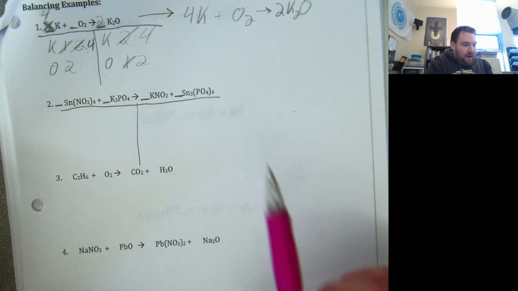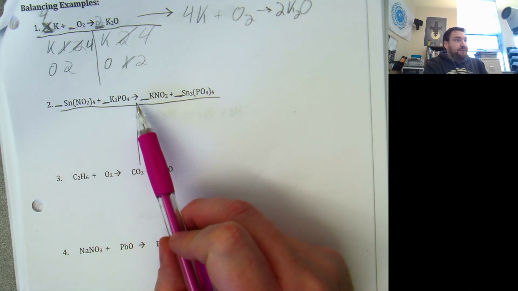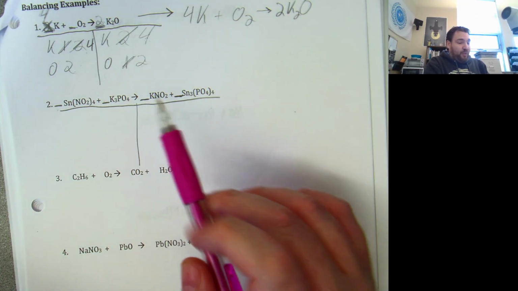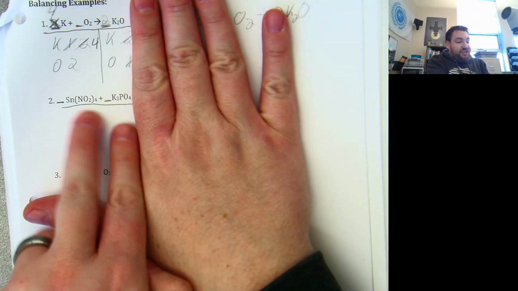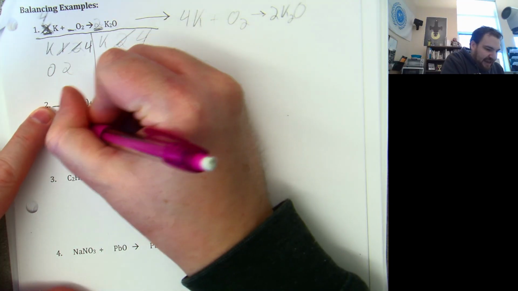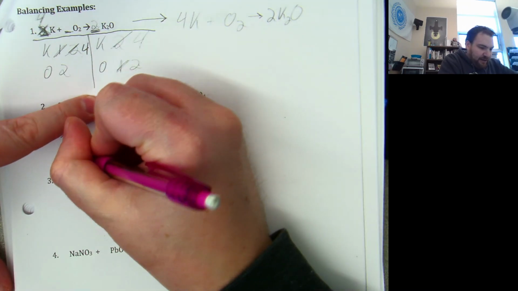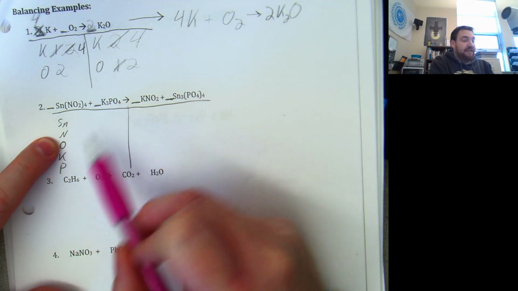Here we go. On each side of the line that I've drawn down from the arrow that separates the reactants from the products, I'm going to write down each element that's present. I'm not going to write it down more than once. For example, oxygens show up in 2 places on the left-hand side, but I'm not going to write oxygen more than once. I'm just listing every individual element that shows up. So I'm writing down Sn, N, O, K, P, and I've already written down the O. I'm not going to write it down again on the left-hand side.